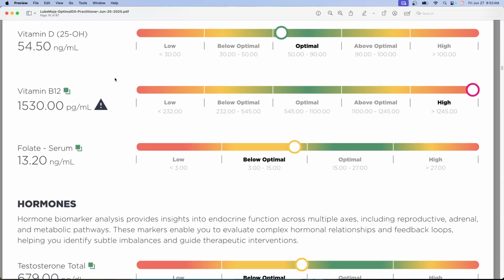Okay, so vitamin B12, you can see here, is very high. They even have that in the alarm high range with the little warning marker here. The optimal range for vitamin B12 is 545 to 1100. Mine is 1530. That's definitely really high. Mine's never been that high before. That would probably indicate there's an issue with tissue uptake of B12. So I have plenty of B12 in my bloodstream, but it's not getting into my tissues.